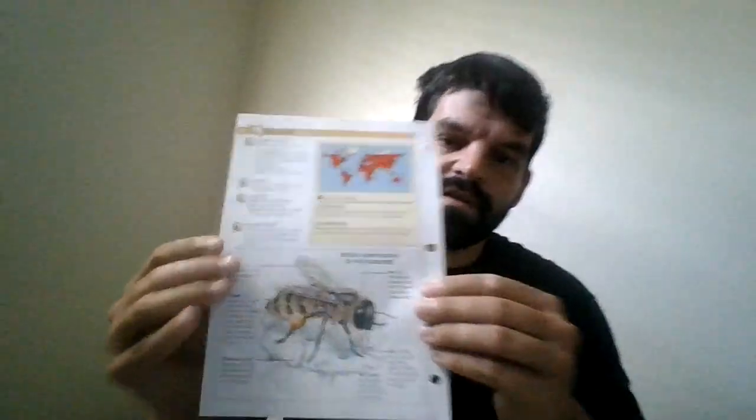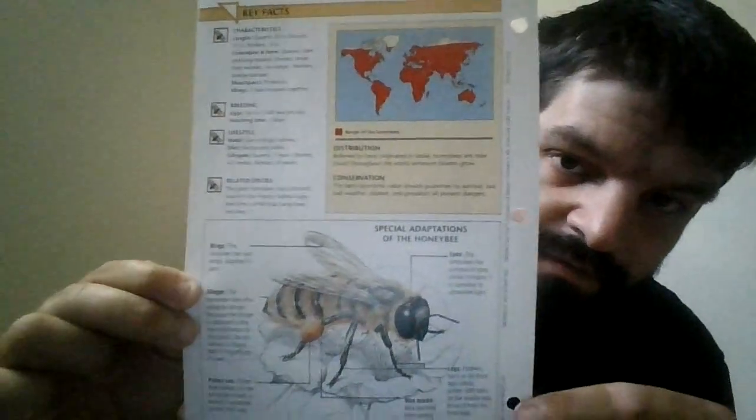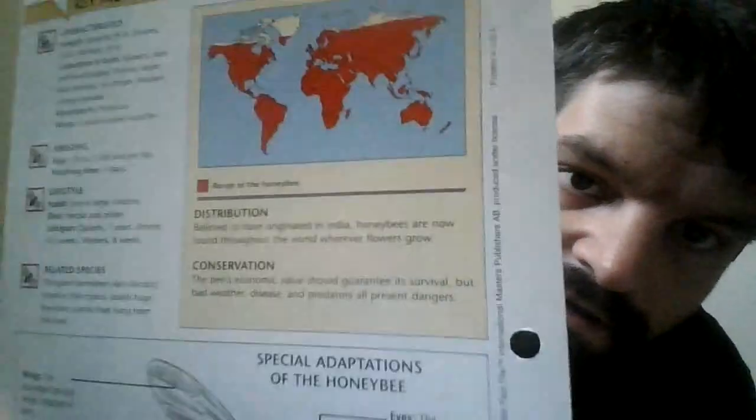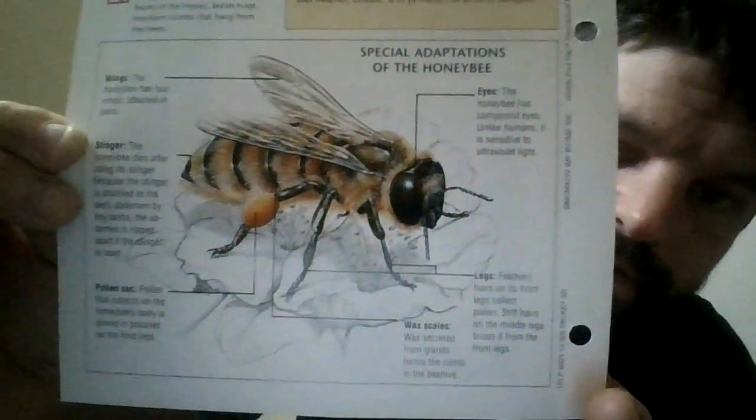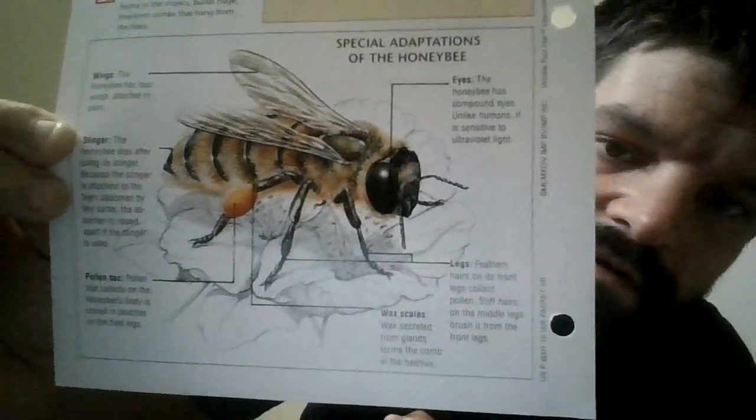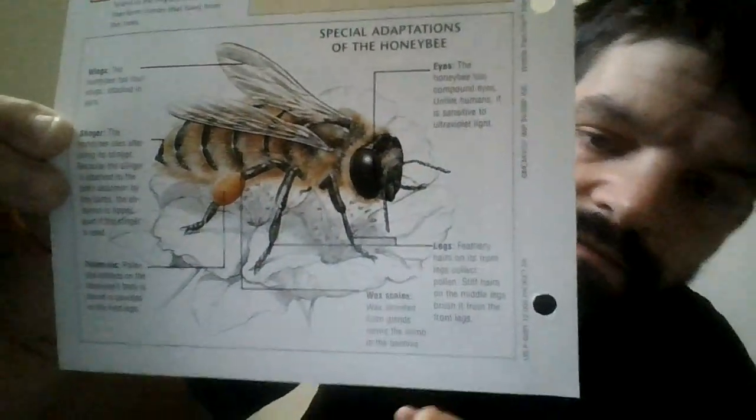Here's the picture of the special adaptations and distribution. So there's the range. And there's the special adaptations. And that is the honeybee.